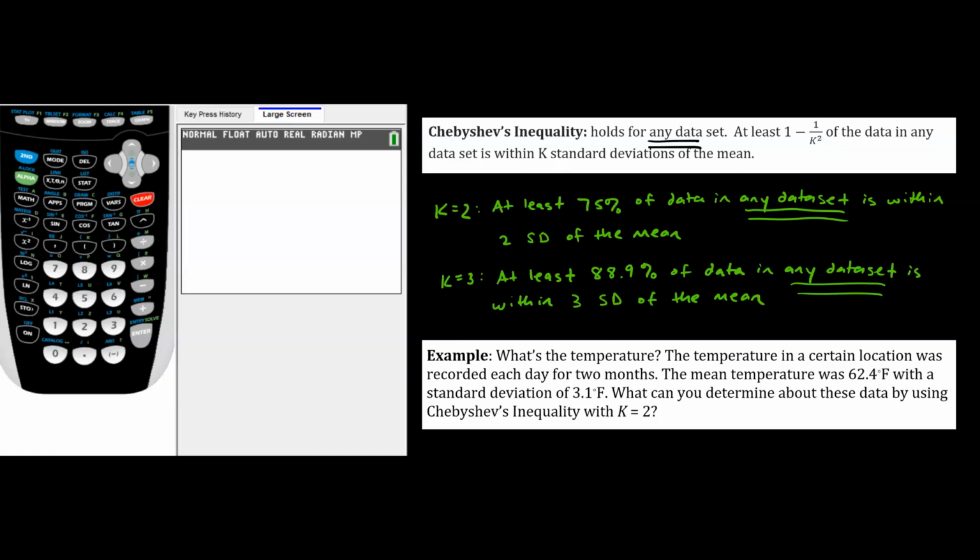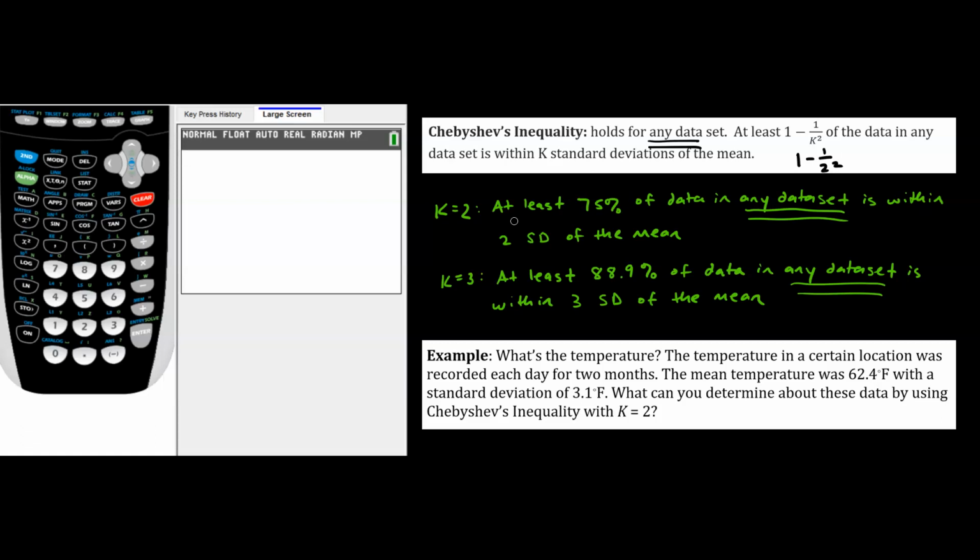And that is pretty tricky and abstract when you read that. And so what I've done here, as you can see, is I've plugged in 2 different values of k, the 2 most common values of k that really make sense and apply with Chebyshev's inequality, k equals 2 and k equals 3. And so when I plugged k equals 2 in, notice the beginning of this becomes at least 1 minus 1 over 2 squared of the data in any data set is within 2 standard deviations of the mean. Well, 1 over 2 squared is 1/4. 1 minus 1/4 is 3/4, and 3/4 is 75%.